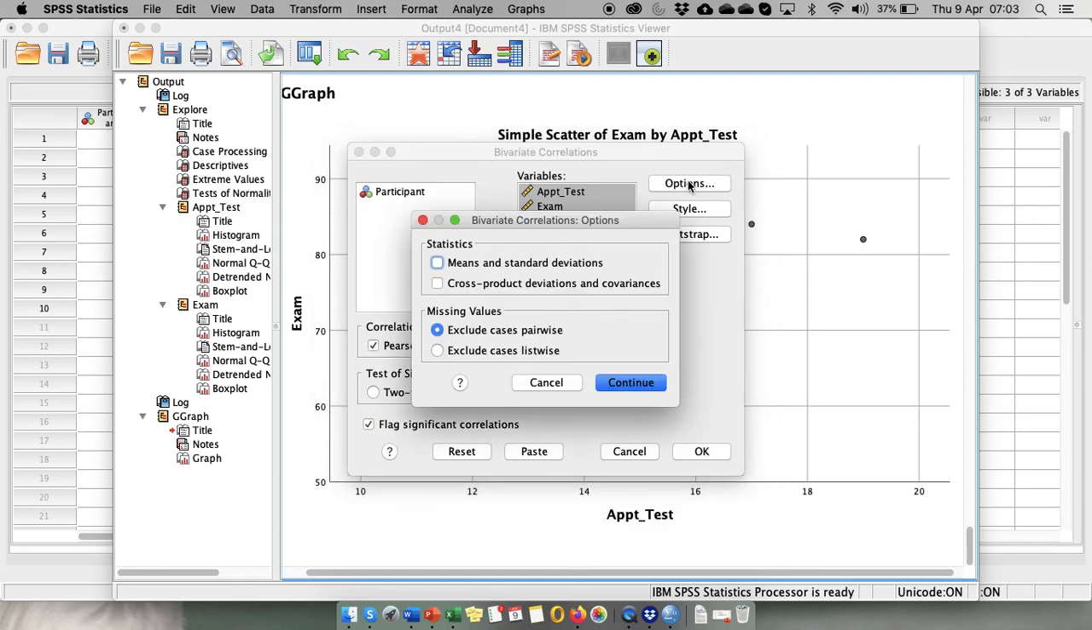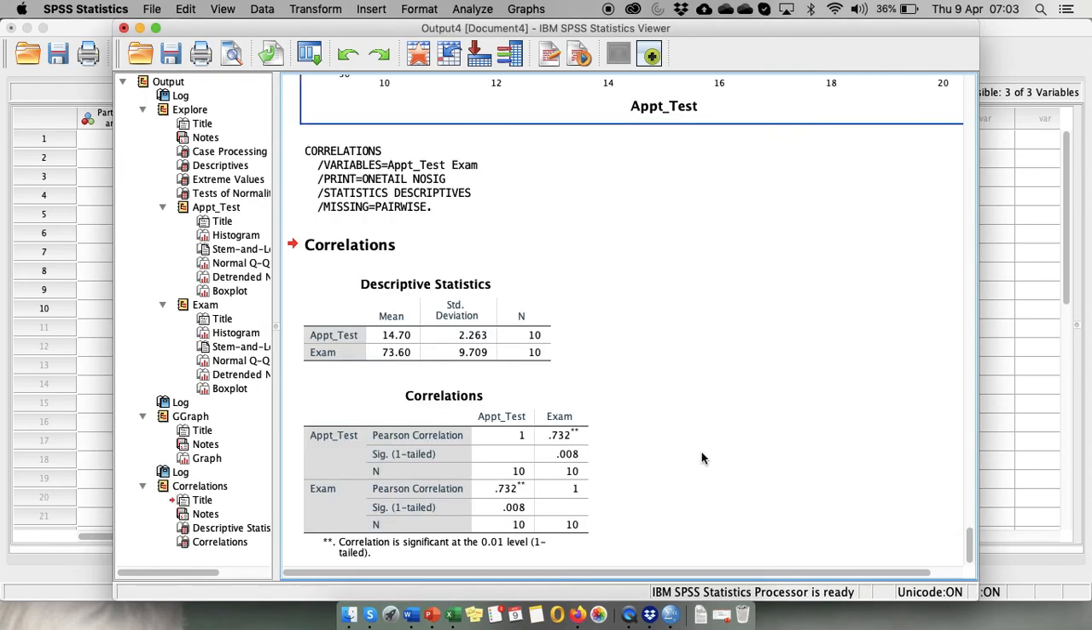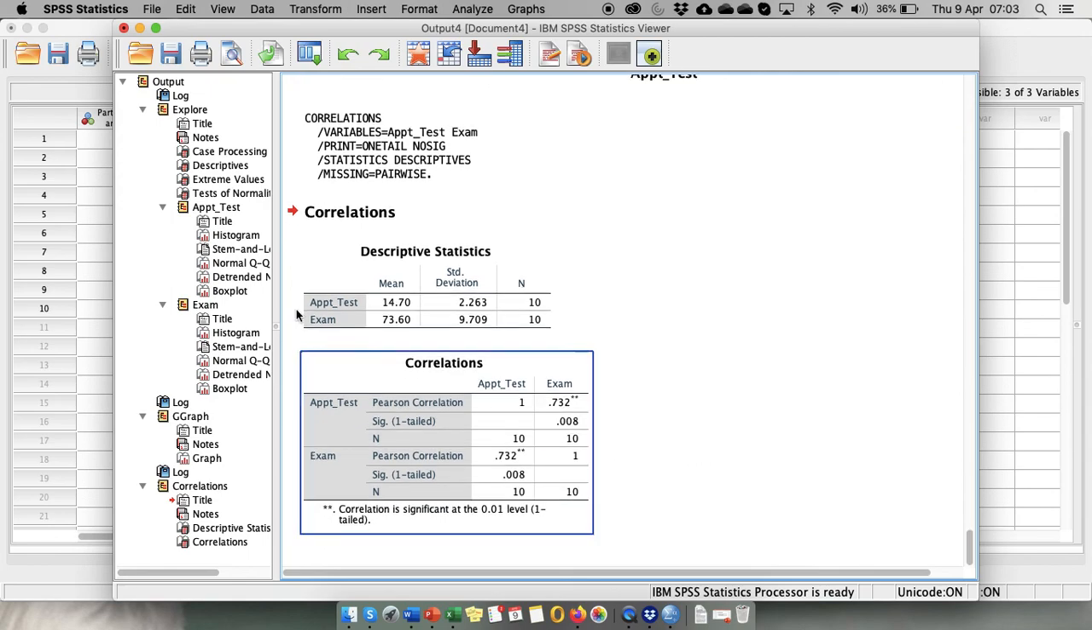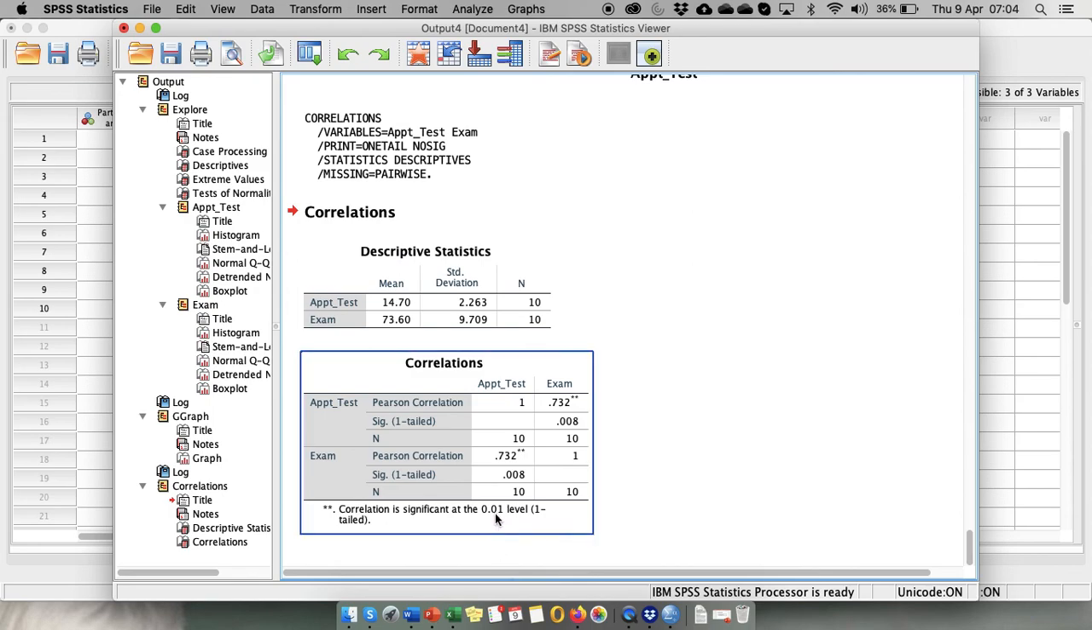When you go to Options, it gives you a statistics option as mean and standard deviation. You tick those ones to compute descriptive statistics as part of your Pearson correlation analysis. Press continue and press OK. So here is the result of our correlation. We can see our mean for both of the variables and standard deviations for both of the variables. This is the inferential statistics Pearson statistics table.